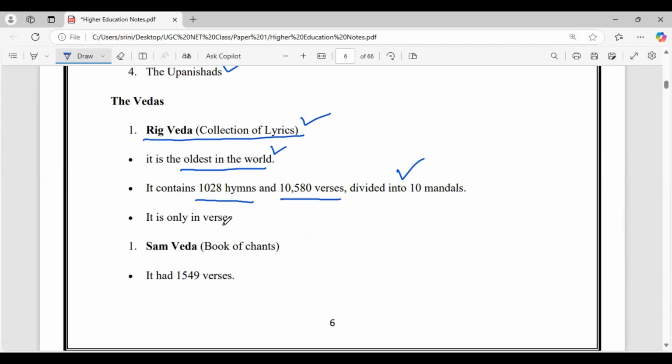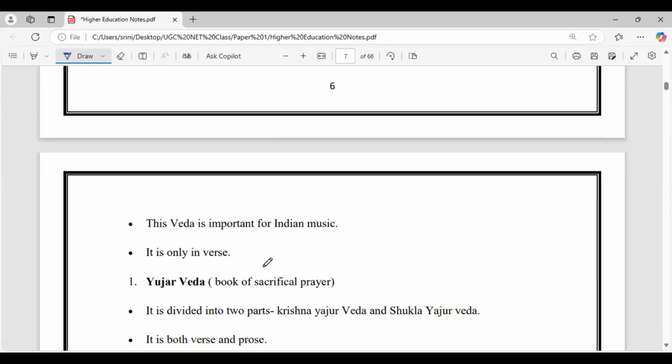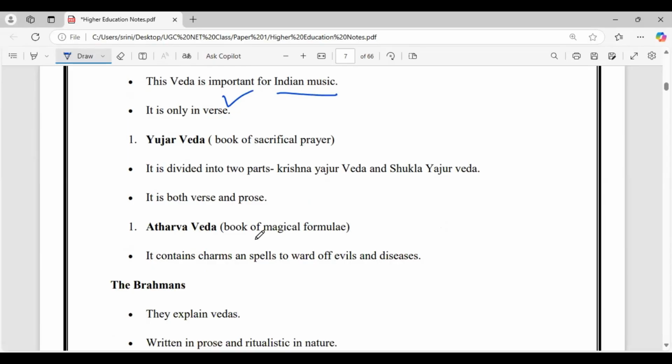It is only in verse. Samaveda is also called the Book of Chants. It has 1549 verses. This Veda is important for Indian music. It is only in verse. Yajur Veda is the book of sacrificial prayer.